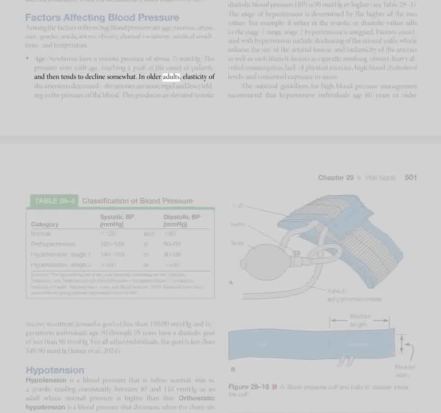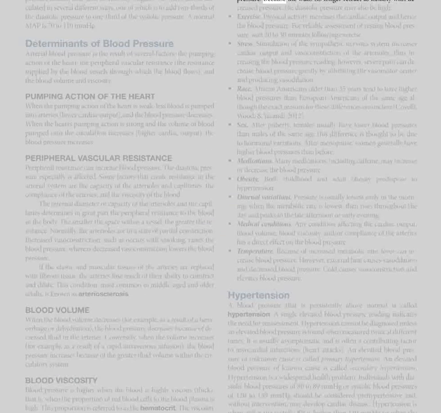In older adults, elasticity of the arteries is decreased. The arteries are more rigid and less yielding to the pressure of the blood. This produces an elevated systolic pressure. Because the walls no longer retract as flexibly with decreased pressure, the diastolic pressure may also be high.